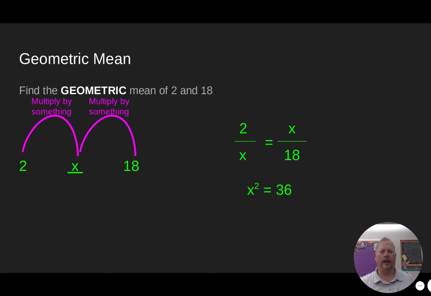So cross multiply, and I get x squared equals 36. Take the square root of both sides, and I get x equals 6. So if you want to look at it by the multiplied by something idea, to go from 2 to 6, I have to multiply by 3. And then to go from 6 to 18, I again multiply by 3. So that's the idea of geometric mean, is we're multiplying to get to these numbers, not adding to get to the numbers.